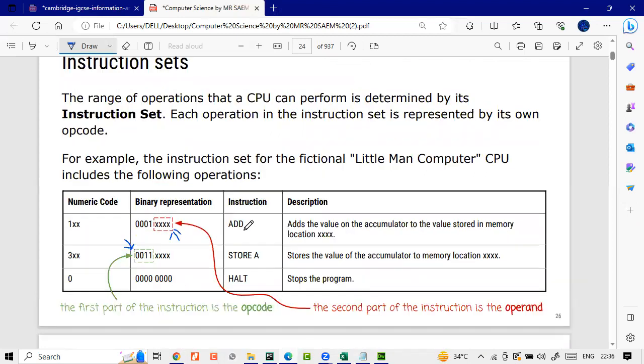Add, we will basically do what? The instruction add adds the value of the accumulator to the value. So maybe you want to add, you want to store, you want to delete, you want to stop. These are all the instructions that I'm giving. So you have two parts.